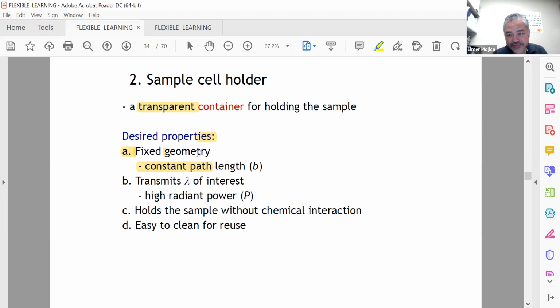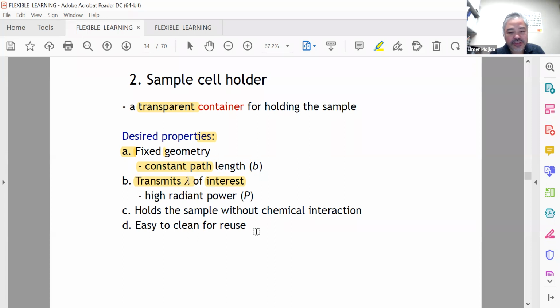path length. We all know it's 1 centimeter, but as I've told you, you can have lower or higher than 1 centimeter, longer or shorter than 1 centimeter. Another property is transmit, okay, the wavelength of interest. So it passes through a wavelength of interest of high radiant power. You should be able to transmit it.